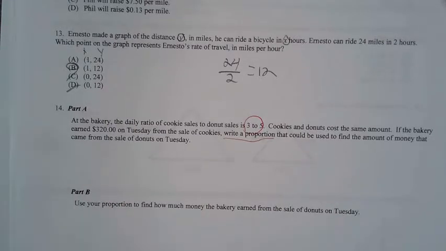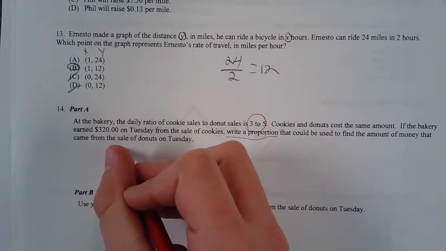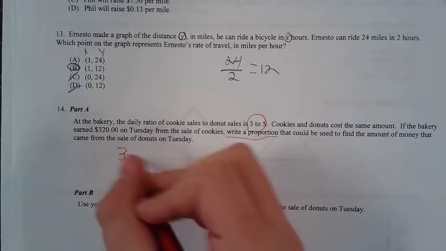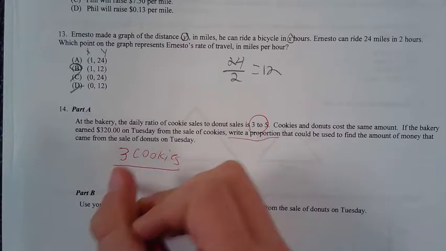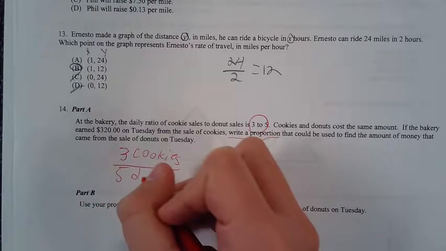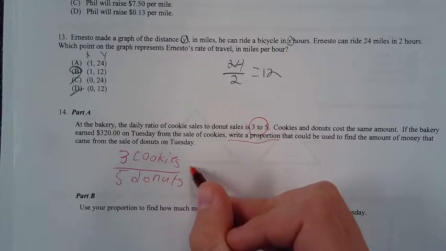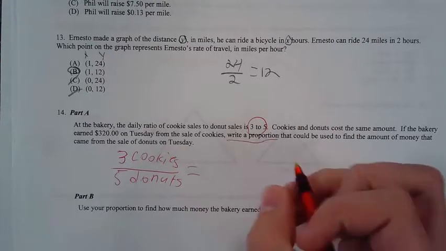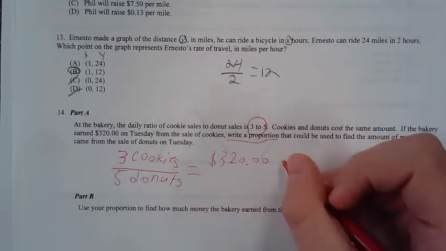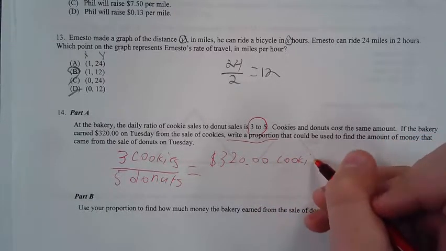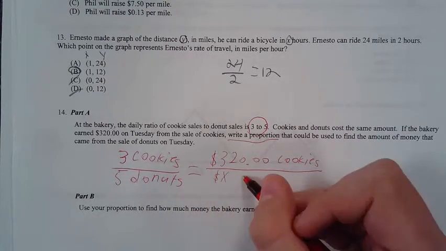So your first setup would be a proportion, which would be 3 cookies over 5 donuts, and you'd have to make it equivalent to $320 on just cookie sales, and we have to find out how much was made on donut sales.